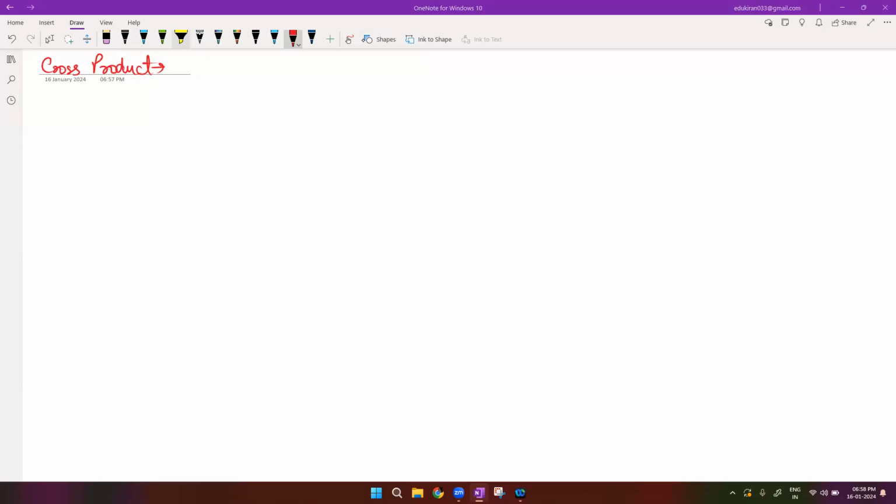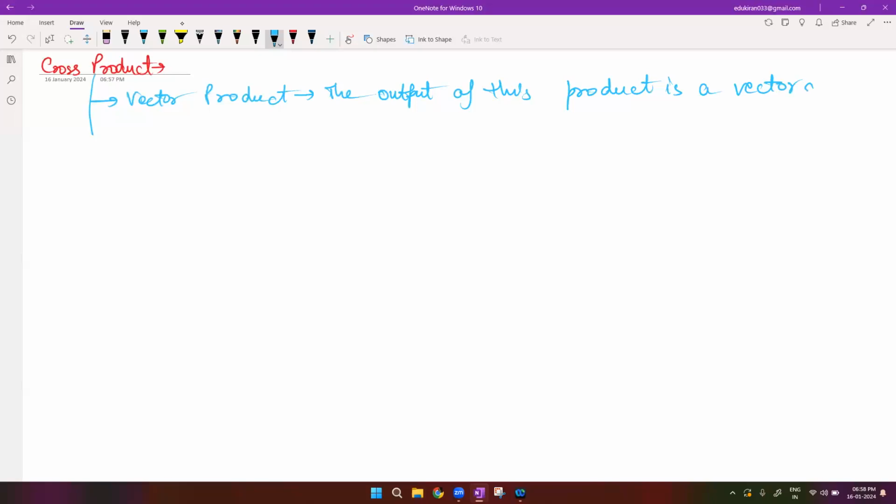Okay, so we are starting with cross product today, and we know that another name for this is vector product as well. And why vector product? Because the output of this product is a vector quantity, right? The output of this product is a vector quantity, and that is why we name this as vector product.